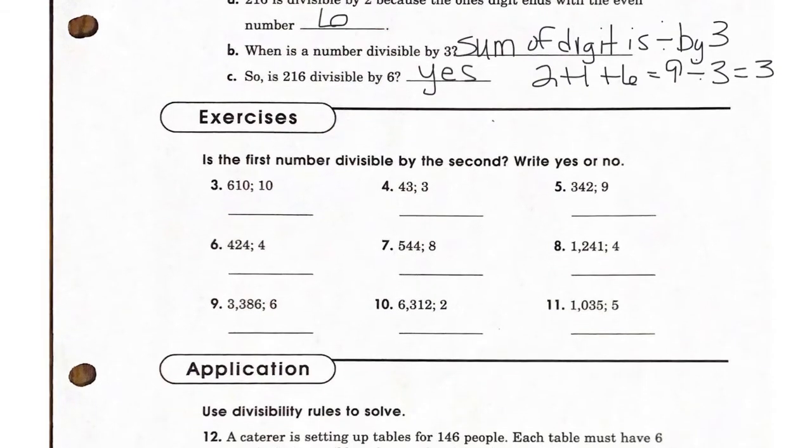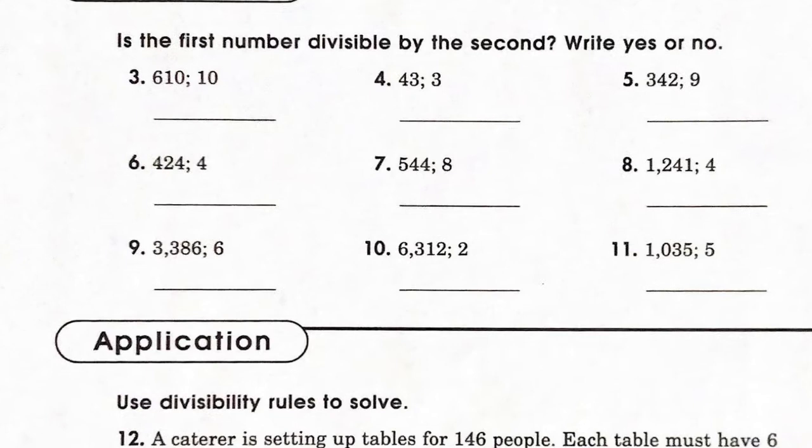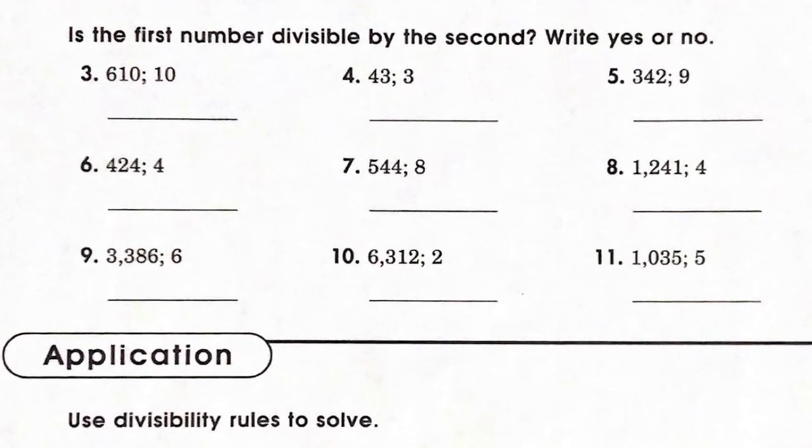Now, when you get down here, it is easy to go through and say yes or no. So what I'm going to ask you guys to do is to take some kind of notes on these problems. I am looking at the divisibility chart. It says, is the first number divisible by the second? You write yes or no. So is 610 divisible by 10? My notes are, I'm going to circle the 0, and then I'm going to say yes, because on my chart it says if the number ends in 0, it's divisible by 10.